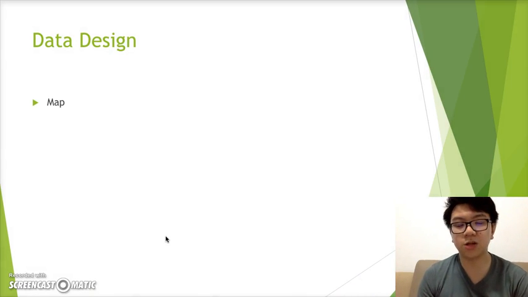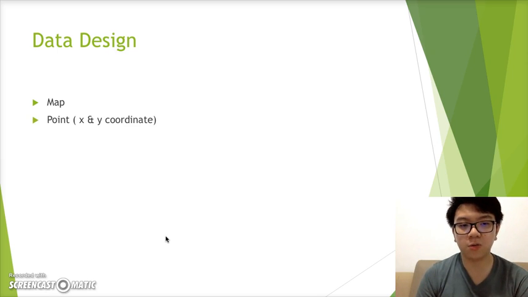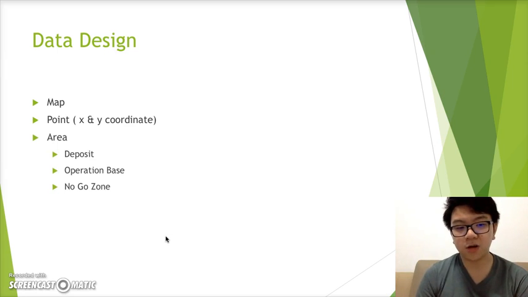Next, we talk about the data design. We have our map, which is actually a list of points. A point itself is an x and y coordinate. And we have an area, which is a list of points that represents a certain object, like deposit, operation base, and no-go zone. And then we have our corners, which is actually just 4 points at the corner of the map.